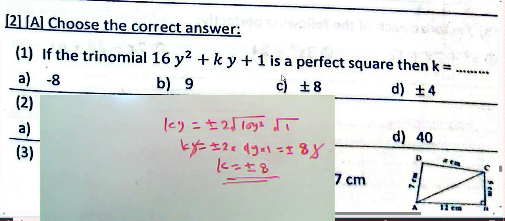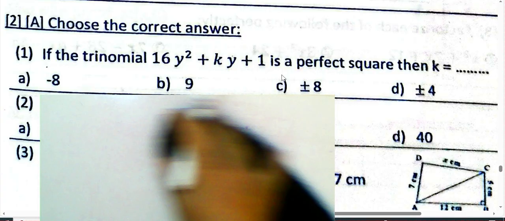Again, positive or negative 2 multiplied by the square root of the first, multiplied by the square root of the third: the square root of 16 is 4y, and here 1. Multiplied together they equal 8. The result is k equals positive or negative 8.